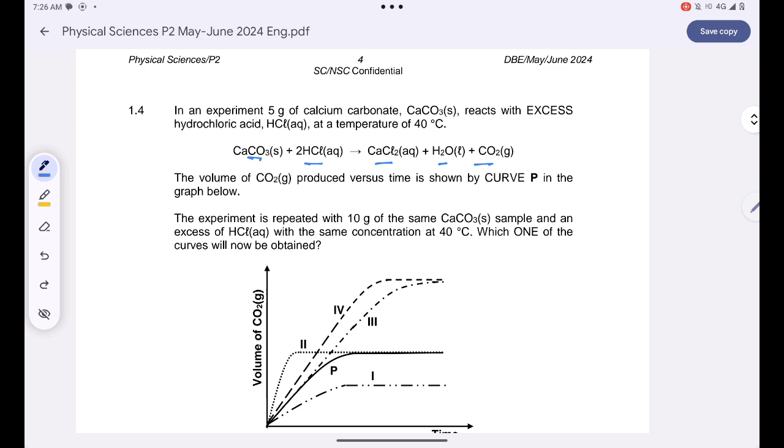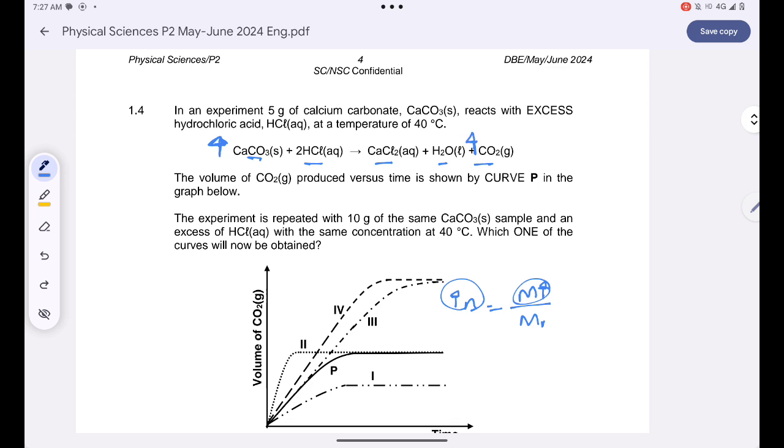They have increased the mass. By increasing the mass, we are increasing the quantity of calcium carbonate. Remember that the number of moles is directly proportional to the mass of the substance. If I increase the mass, I'm increasing the number of moles that will react with my excess hydrochloric acid. Whenever I increase the number of moles of my calcium carbonate, which is my limiting reagent, the number of moles of my produced carbon dioxide will also increase.